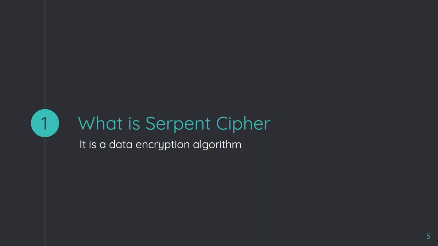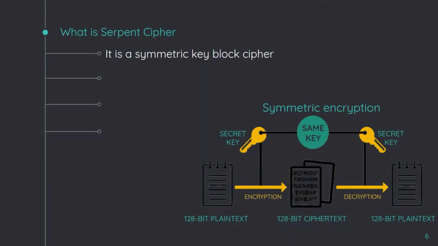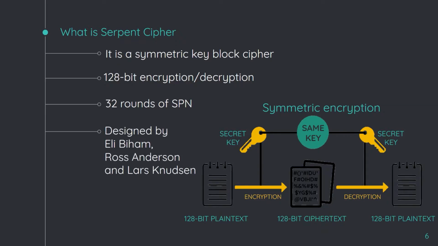So, what is a Serpent Cipher? A Serpent Cipher is a symmetric key block cipher, which means it uses the same key for encryption and decryption. It is also a block cipher, which means it uses a 128-bit block of plaintext as input and outputs a 128-bit block of ciphertext. This cipher is a 32-round substitution permutation network. This algorithm was developed by Ross Anderson, Eli Biham, and Lars Knudsen.